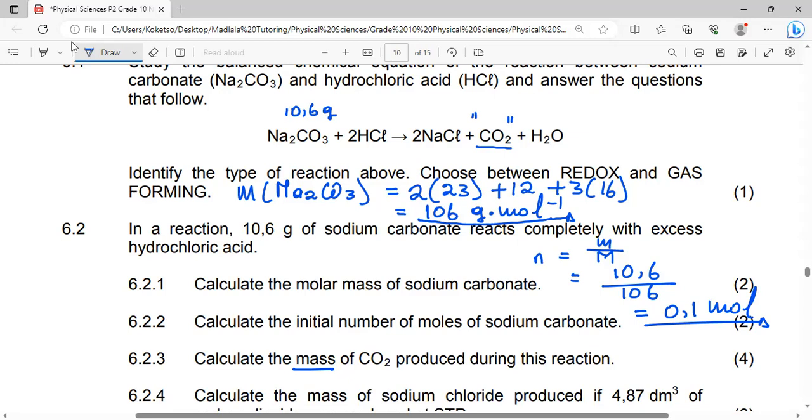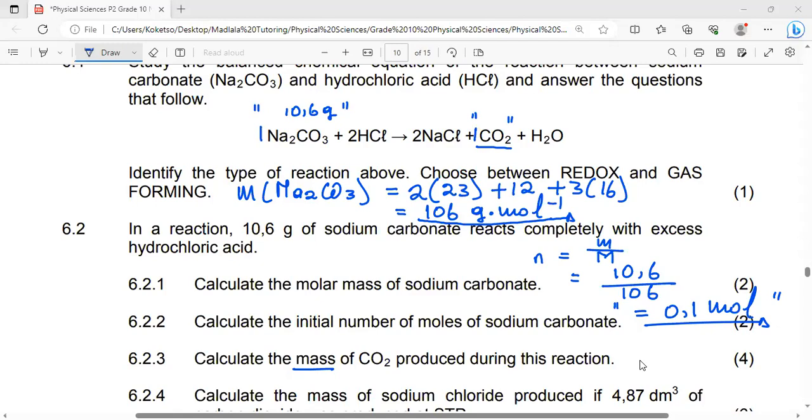So what is it we have in this case? We have the mass of sodium carbonate, which we have already converted to the number of moles. So what are we going to do? We take the number of moles of sodium carbonate and relate them to the number of moles of carbon dioxide according to the ratio in which they combine. The ratio is 1:1. I think we have to go to the whiteboard for that. Let's go to the whiteboard.